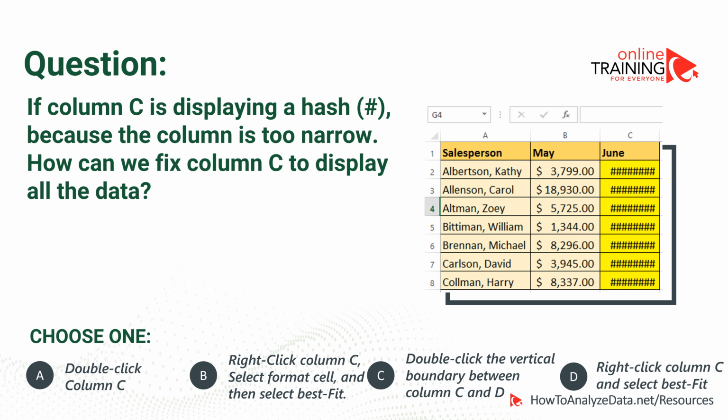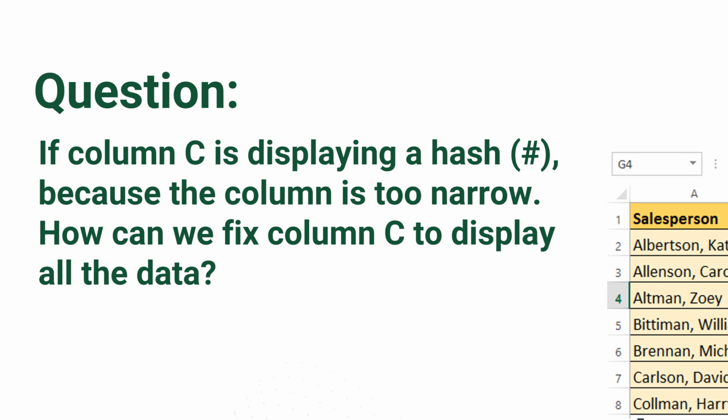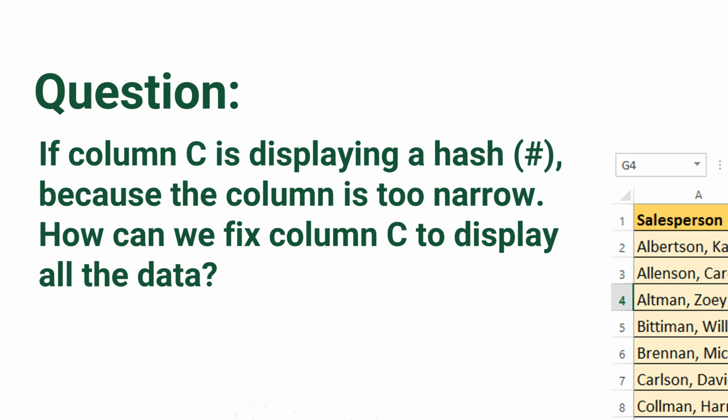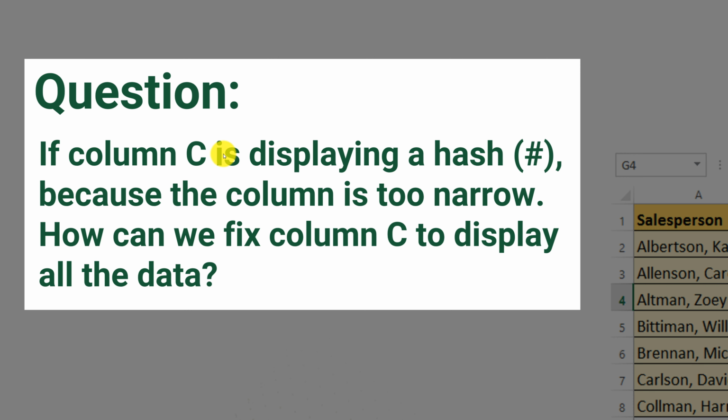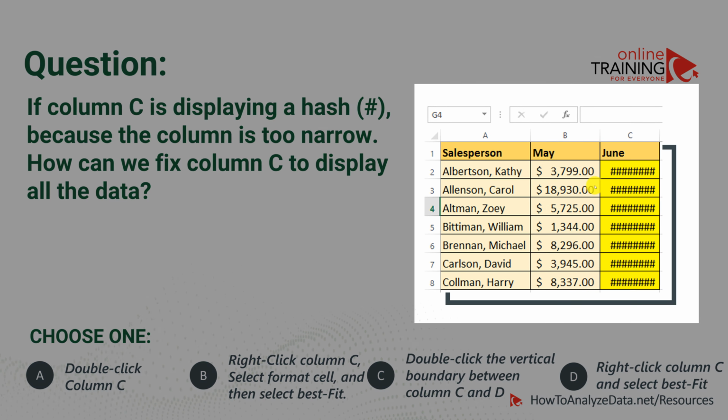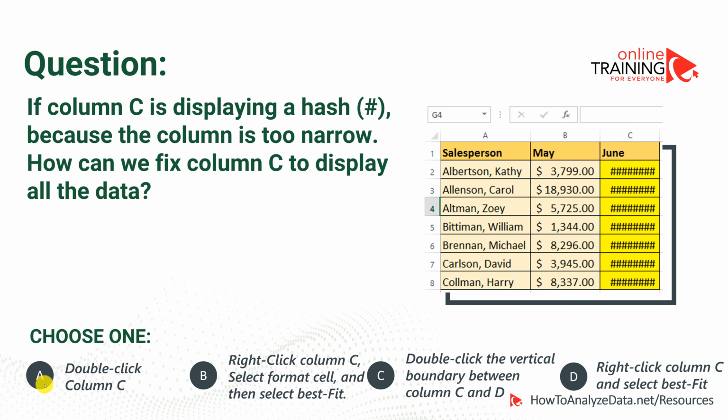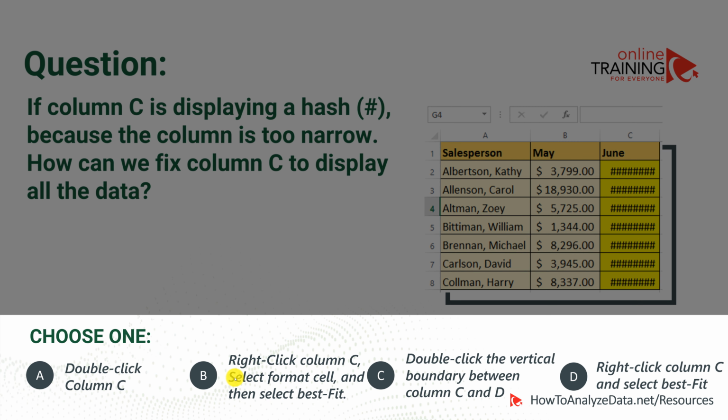Let's look at the question that tests your knowledge of formatting in Microsoft Excel, which you might get as part of an Excel interview and assessment test. If column C is displaying a hash because the column is too narrow, how can we fix column C to display the entire set of data? Then you see an image where in column C you have a lot of hashtags. And there are 4 choices offered. A, double-click column C. B, right-click column C, select Format Cells, and then select Best Fit. Choice C, double-click the vertical boundary between columns C and D. And then choice D, right-click column C and select Best Fit. Which one would you choose?